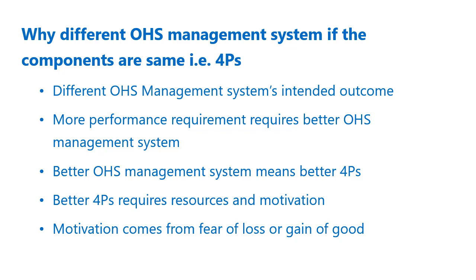What do you think can be the reasons that different organizations have different OHS management systems? Let me explain. One thing which influences the most is what you want from your OHS management system. Definitely the OHS performance, but to what extent? The extent to which the organizations need their OHS management system to perform is called the intended outcome of their OHS management system. The more performance you want, the better OHS management system design you need. By better design, we mean better people, better plant, better procedure and better premises.